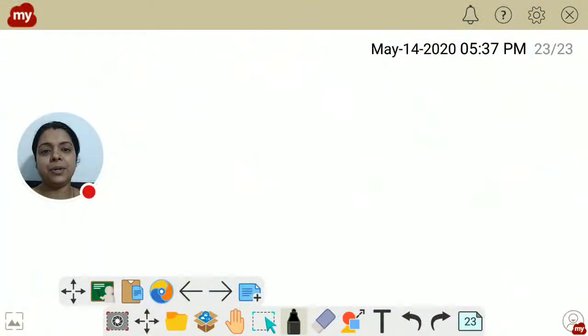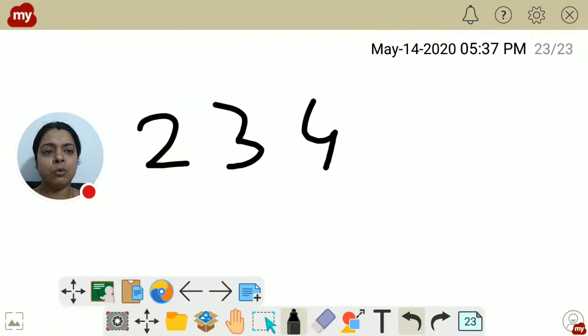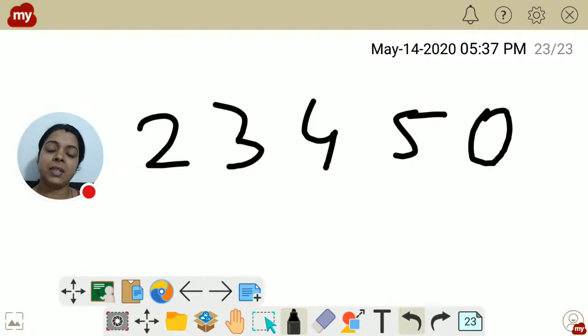I'm taking a number 2, 3, 4 and 5, right? I'm taking one more and 0. First, I'm telling you what is the even number, what is the odd number. So I think you know very well, 3, 5 and 0 are the odd numbers. When we talk about 3 and 5, odd numbers, 2 and 4, even numbers. But I told you that we are not going to talk about the even numbers and the odd numbers.